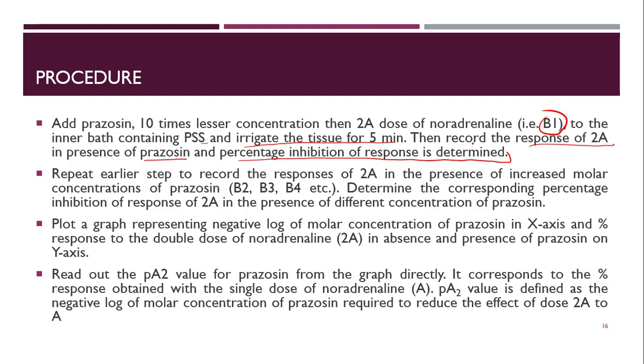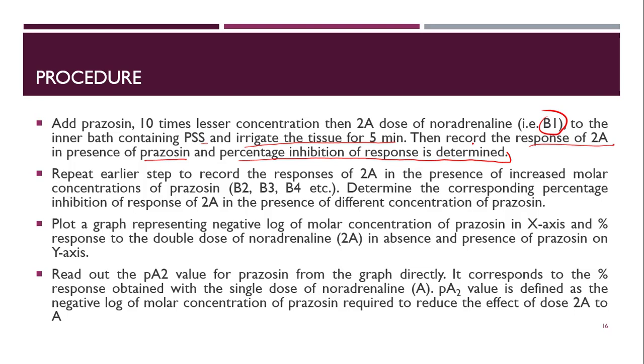And once 5 minutes gets over, we have to record the response of the double the dose of the noradrenaline, and we have to check the percentage inhibition of the response. So we have to repeat this step to record the response of the double the dose of the noradrenaline in presence of increased molar concentrations of prazosin.